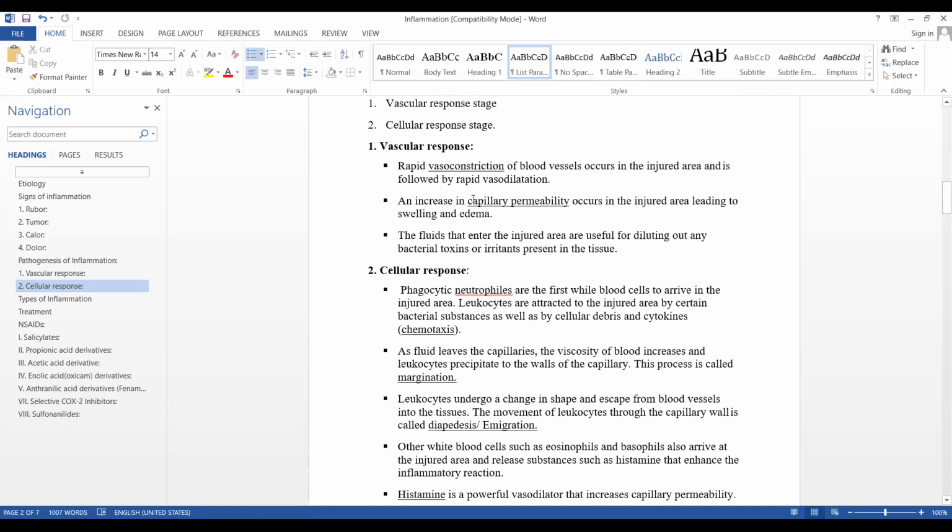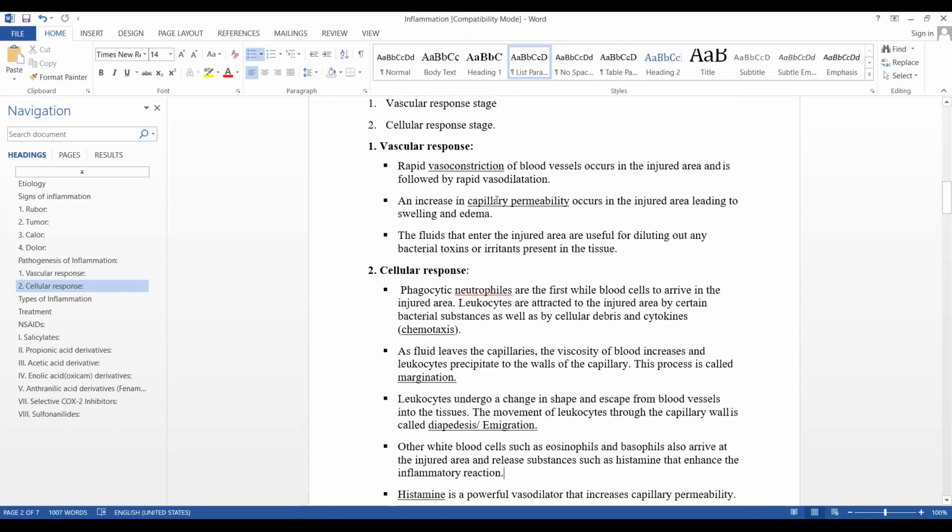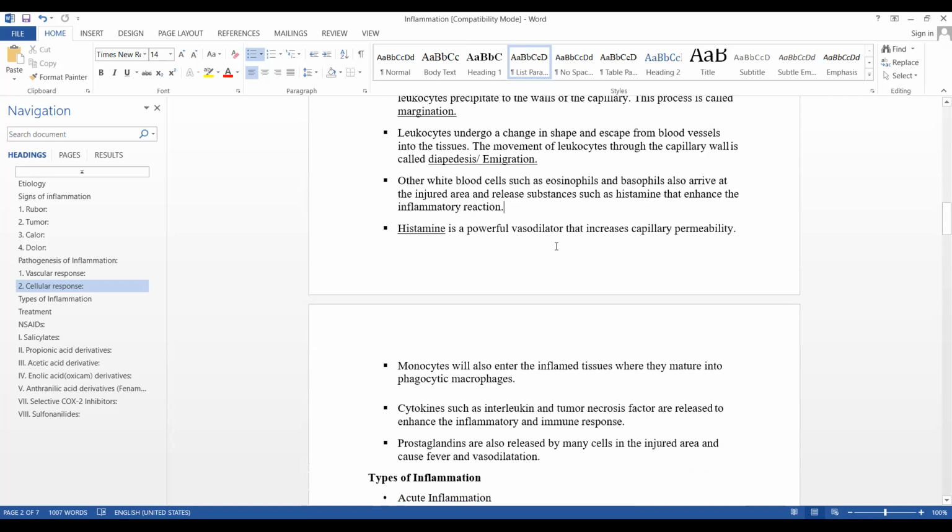See again, due to that capillary permeability, what happens? Swelling and edema will take place. Okay, that swelling and edema we can see by the naked eye. But due to what does the swelling and edema take place? Due to the secretion of histamine.